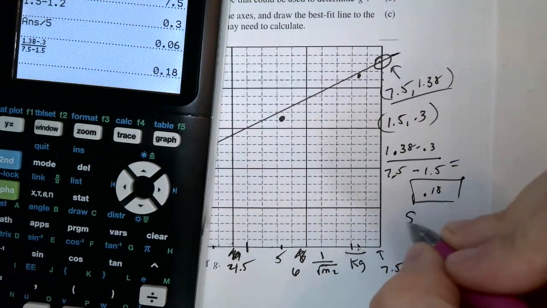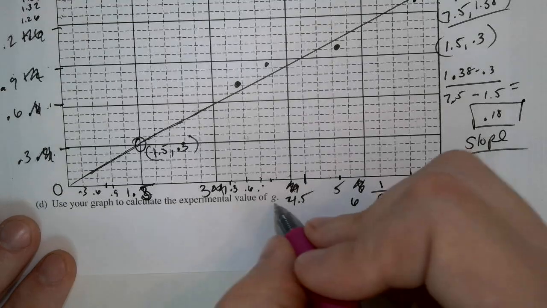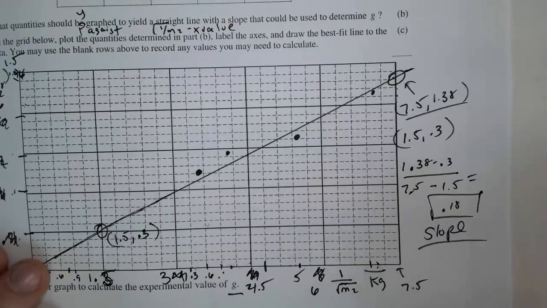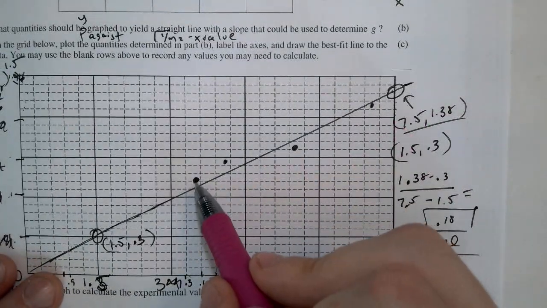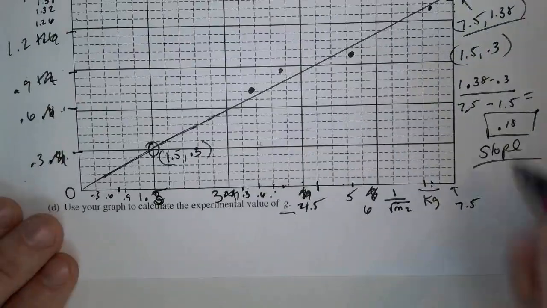But wait, there's more. That's just the slope. The slope earns 1 point, finding the experimental value for gravity. Make sure your line of best fit does go above, below, above, below. They only had 4 points. That's not a lot. So that is your slope.